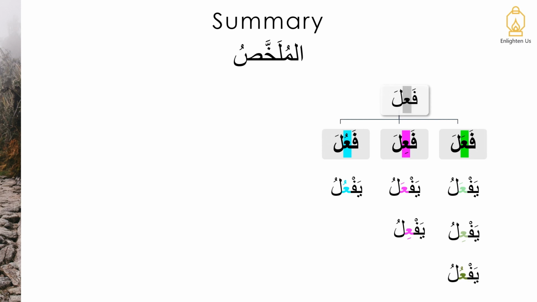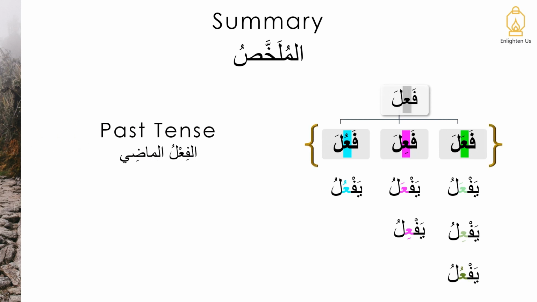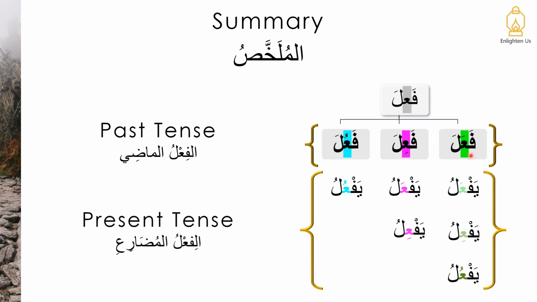Let's bring everything together. We start off with the past tense, الفعل الماضي. You'll notice that for verb form 1, you have 3 options. So you have فعل, فعل, فعل. And then for our present tense, for الفعل المضارع, for فعل, its present tense can be يفعل, يفعل, يفعل. فعل, its present tense can be يفعل, يفعل. And فعل only has the one option, يفعل. So as you can see, in total, there are 6 different options for verb form 1.